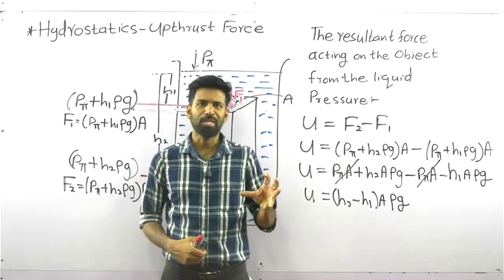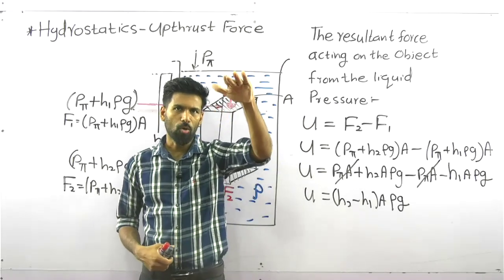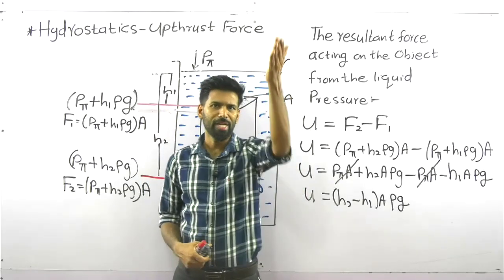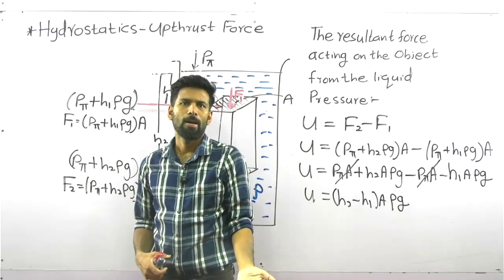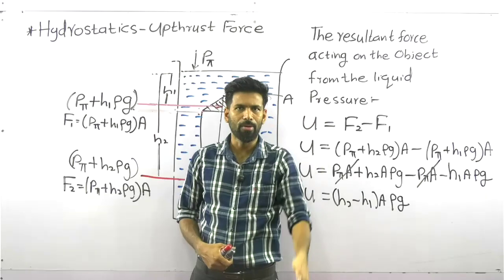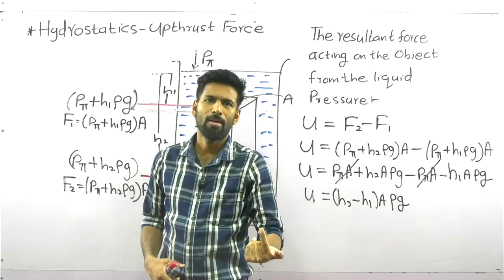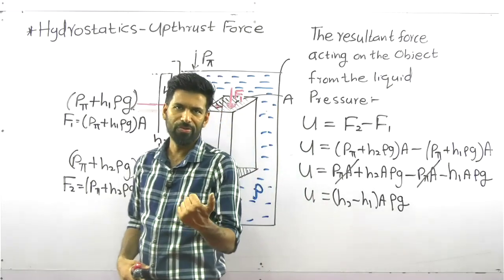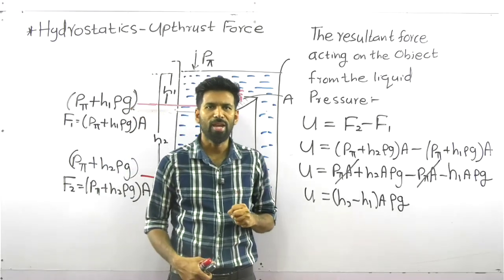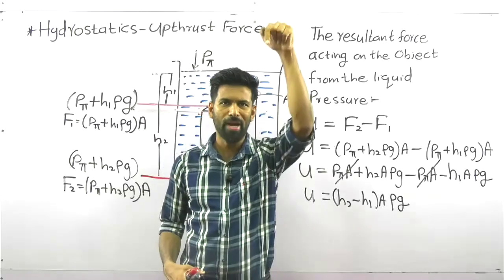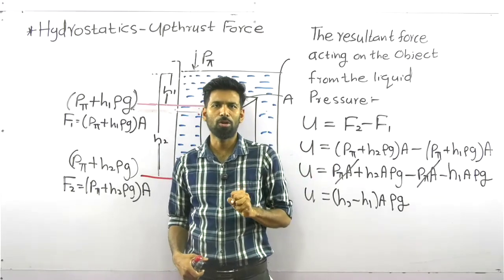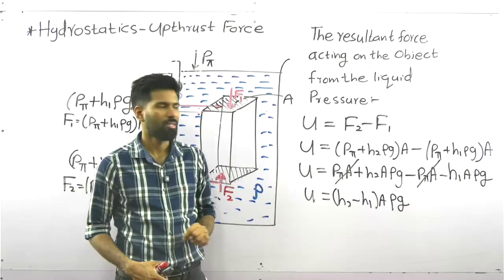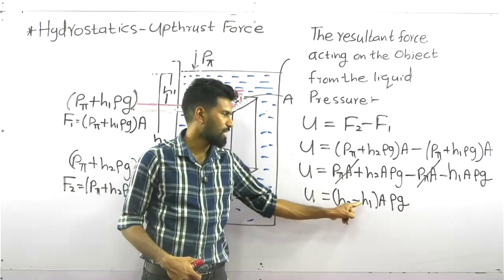When an object is immersed inside a liquid, its top surface will feel less force due to the lower pressure value, due to the lower H value. Its bottom surface will feel high pressure due to high H value, high depth, and will face a force acting upward with a high value, F2. So the object will feel a resultant force of F2 minus F1. The resultant force felt by the object upward due to the pressure difference is the upthrust: (H2 minus H1) A rho g.